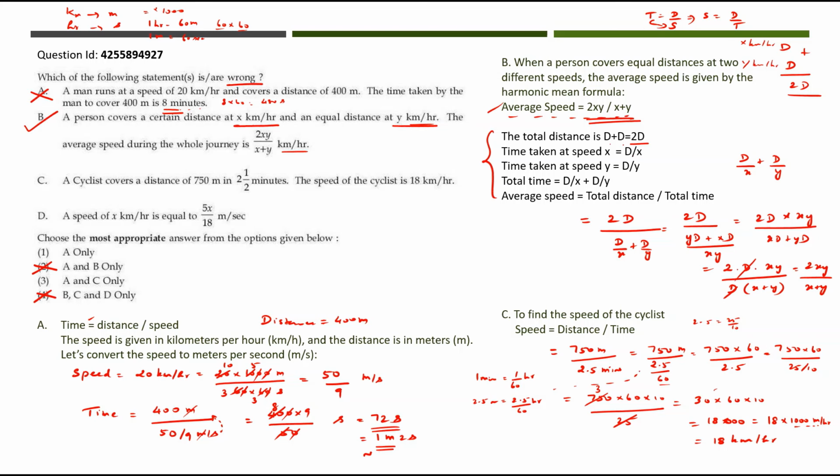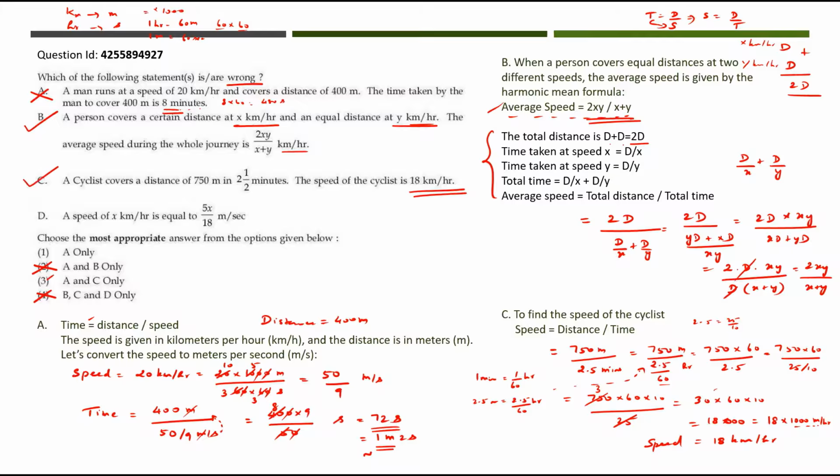This is what we did here in the denominator. Here itself it is converted to hour, and the meter is alone staying here. Now we are bringing the 1000 units separately here. So 1000 meter becomes 1 kilometer. So the speed is given as 18 kilometer per hour, which is perfectly correct here. So C is also correct statement.